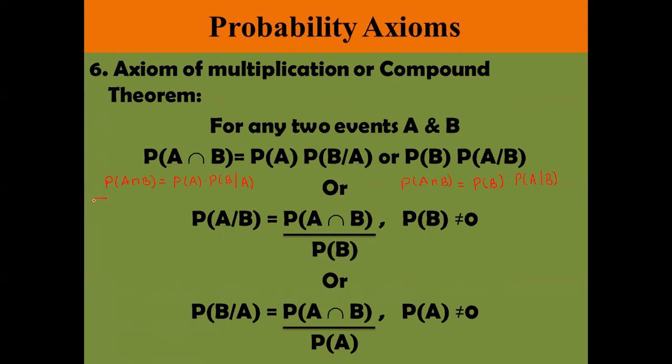From this compound theorem, we can define what is P of B given A. So P of B given A is equal to P of A intersection B divided by P of A, where P of A is not equal to 0. In a similar way, we can define the conditional probability of A given B. So P of A given B is equal to P of A intersection B divided by P of B, with the condition that P of B is not equal to 0. So from the axiom of multiplication, we can define the conditional probability of A given B and the conditional probability of B given A.